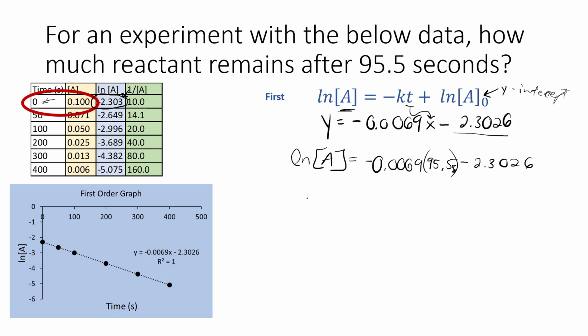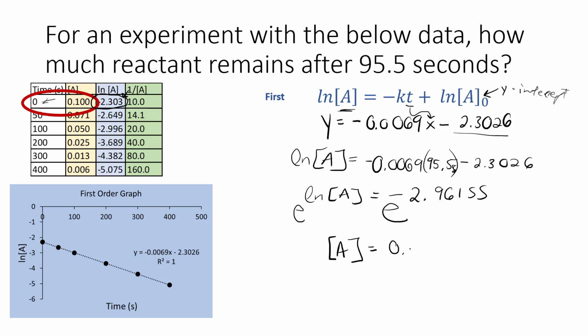And so if we plug all this in, we end up with natural log of A equals negative 2.9615. Now how do I get rid of natural log? Remember, we raise both sides to the e, so we type into our calculator, second e button, raise to that answer. And I end up with the concentration of A equals 0.0517. And the units for that are molarity.